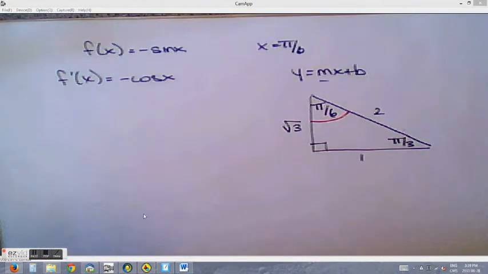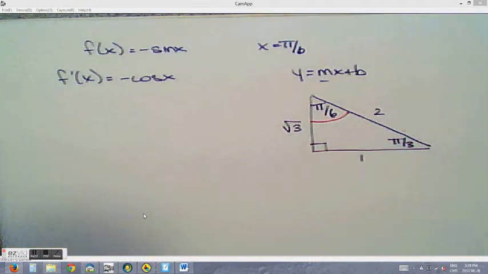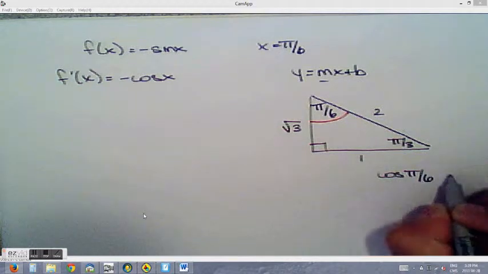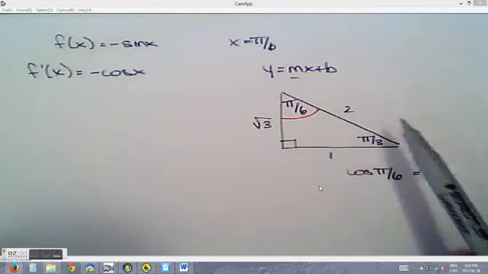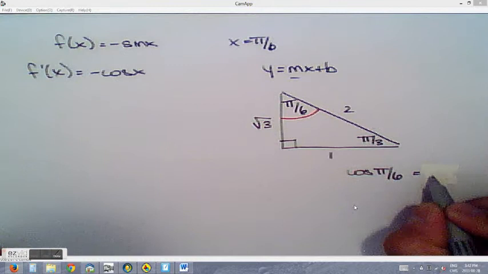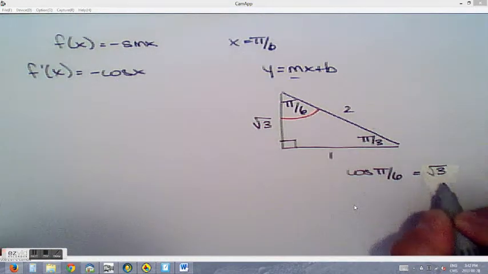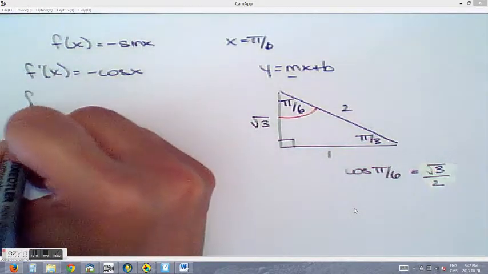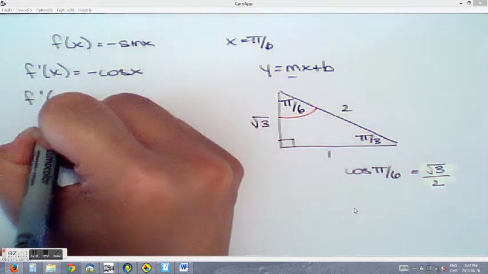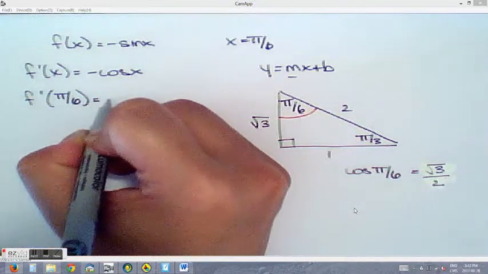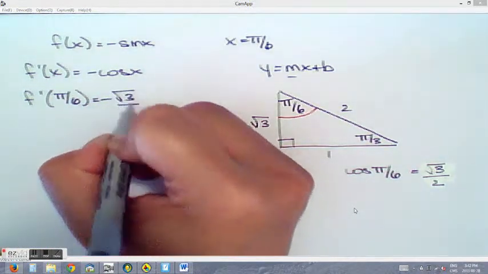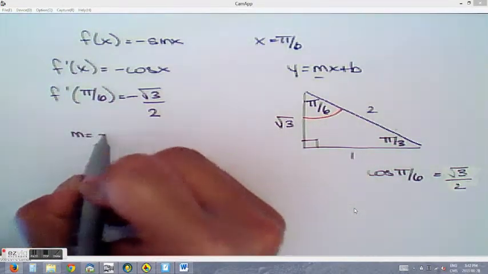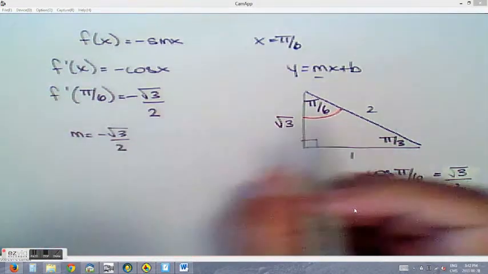Cosine, again, SOHCAHTOA. Cosine of pi over 6 is equal to adjacent over hypotenuse, so root 3 all over 2. Then subbing this back in, f prime at pi over 6 is equal to negative root 3 over 2. So that's our slope. m then is equal to negative root 3 over 2.